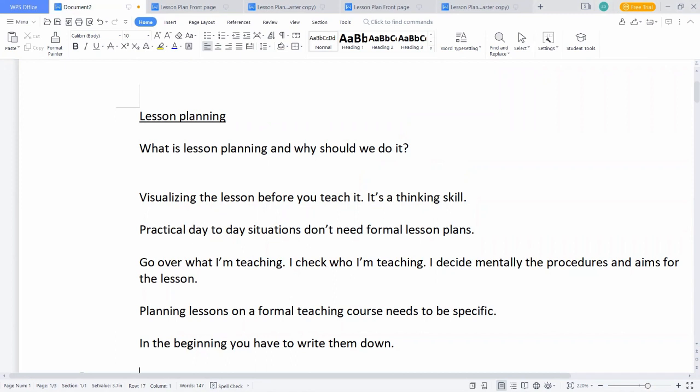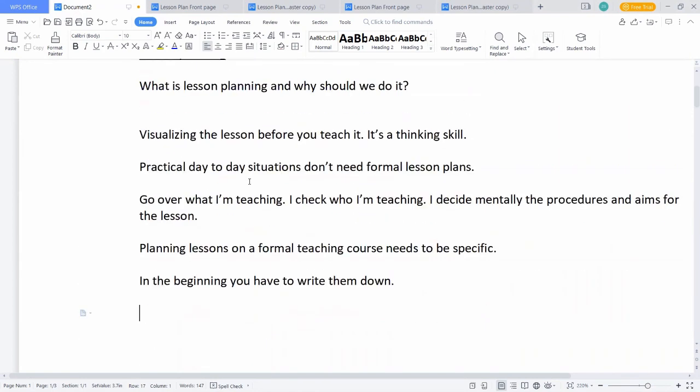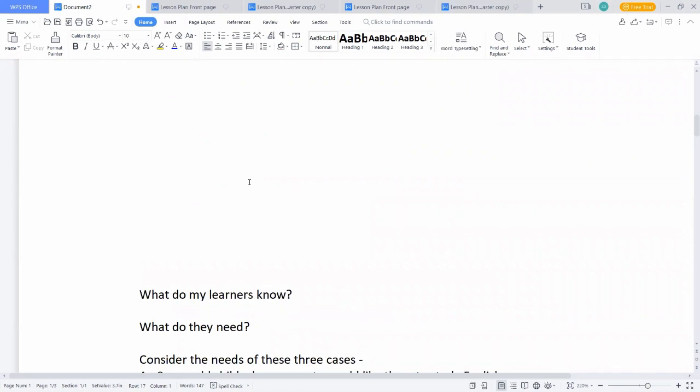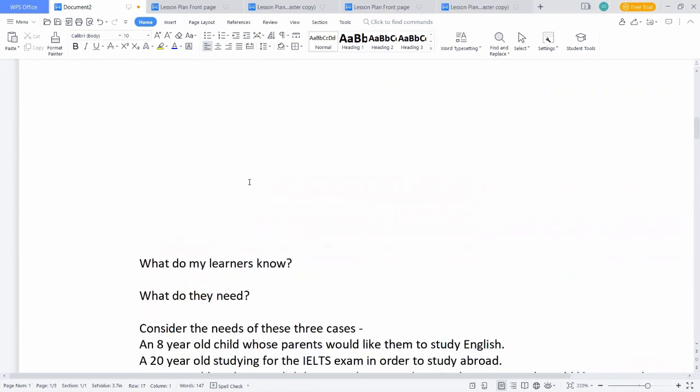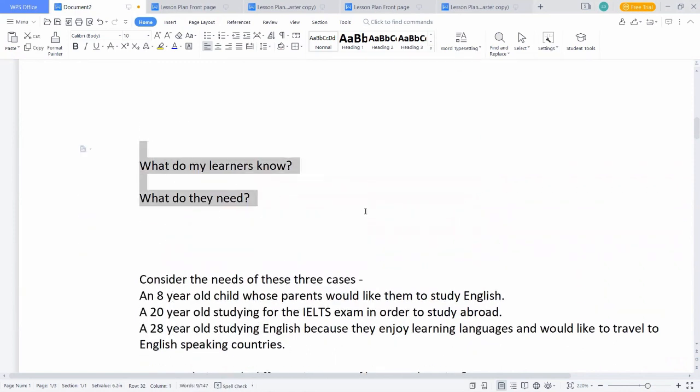So now let's move on. So there are two very important questions you have to ask when you teach a lesson. Okay. That's these two questions. So what do my learners already know? And what do they need?